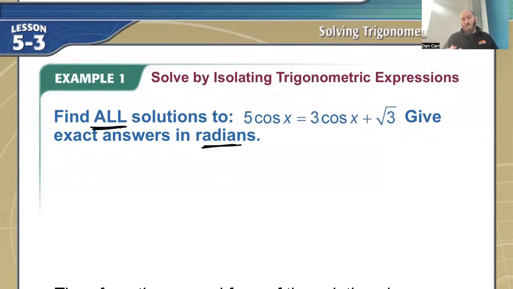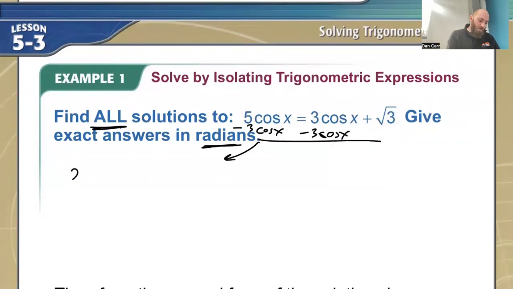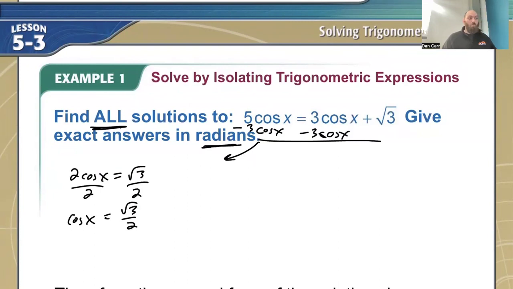If I treat this just like any other algebra expression, I want to try to isolate x as best as I can. So first thing I'm going to do is combine my like terms. So I subtract 3 cosine x from both sides here. Okay, so that's going to give me 2 times the cosine of x is equal to the square root of 3. Again, my goal is to isolate that x, so I'm going to divide both sides by 2. So the cosine of x is equal to the square root of 3 over 2.